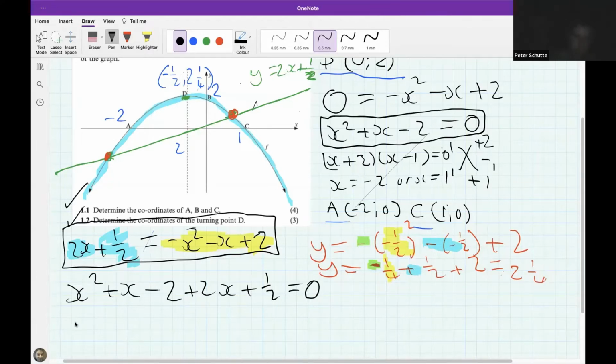And then what I would do is collect my like terms. So I'd go x squared, plus 3x, and then minus 1.5 equals 0.